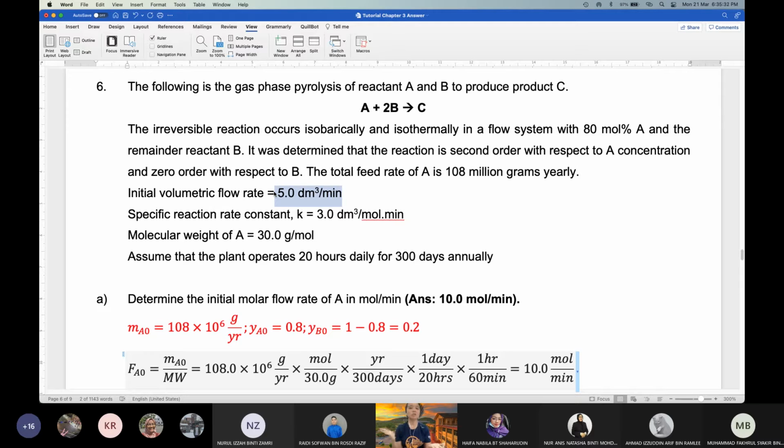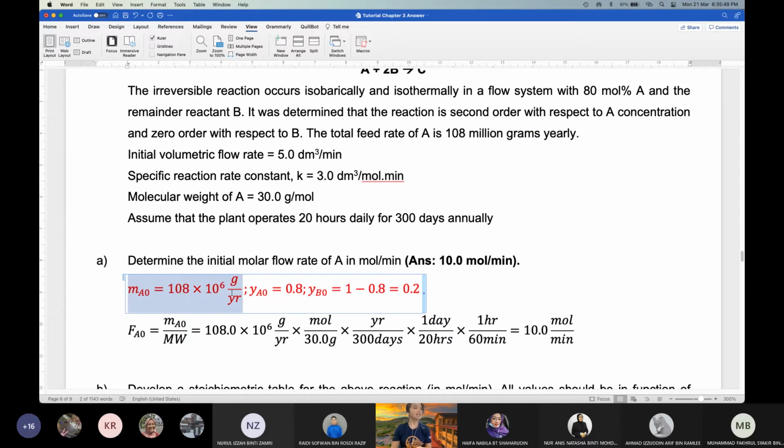So how do I do this? I know I want to find mole per minute, so I need information in mole per minute. The only other information possible for you to use is the 108 million gram yearly. So we know the initial mass flow rate of A is 108 million gram per year. So we have gram per year, but we want to find FA0 in mole per minute.